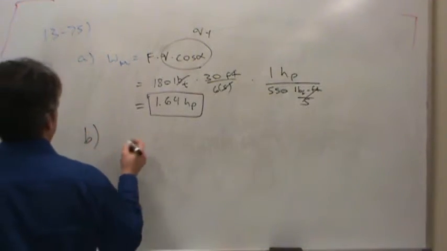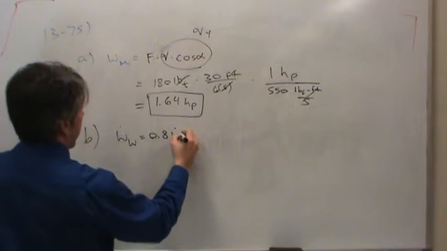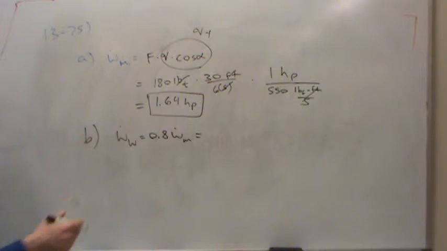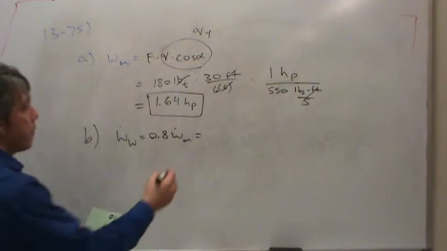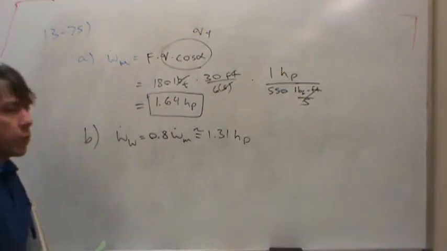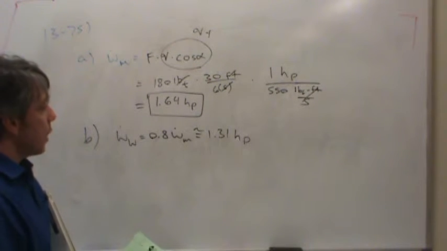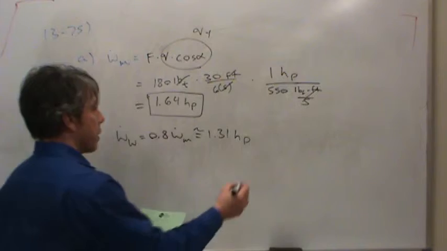Now, what we know about the woman is that her power output is 80% the power output of the man. And I'm trying to use an M and a W. Hope it shows up okay on the video. So that's about 1.31 horsepower. If you take 1.64, 80% of it, it's about 1.31 horsepower. Now, the question is, how much time would it take her to run up the stairs?